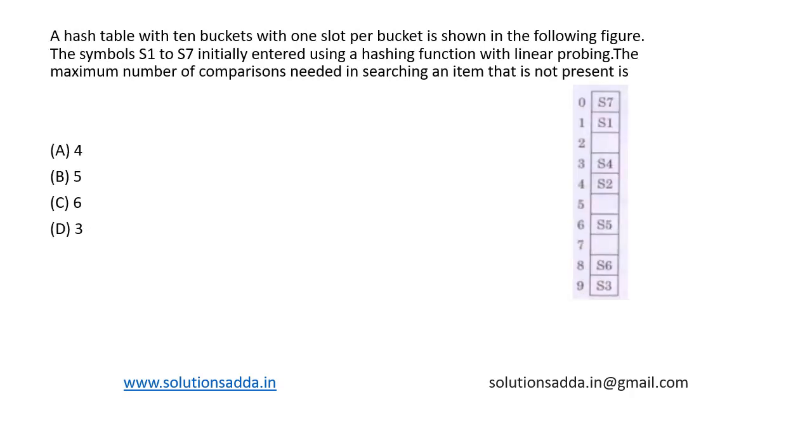This is a question from data structures. A hash table with 10 buckets with one slot per bucket is shown in the figure. The symbols S1 to S7 initially entered using a hash function with linear probing. The maximum number of comparisons needed in searching an element that is not present is. And 4 options are given.